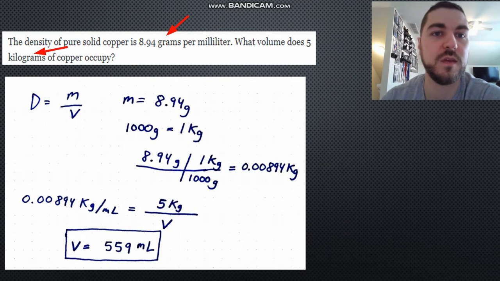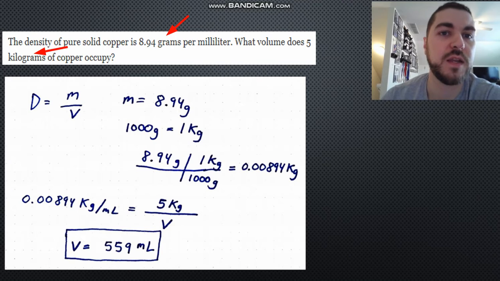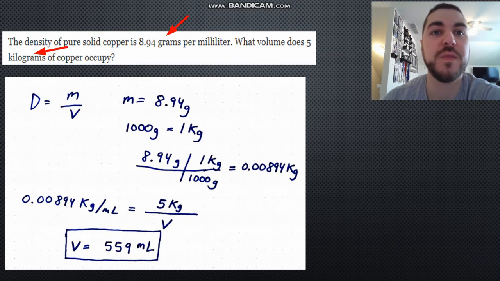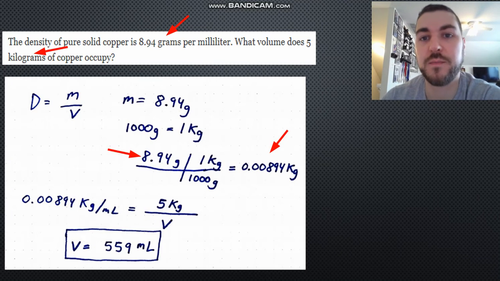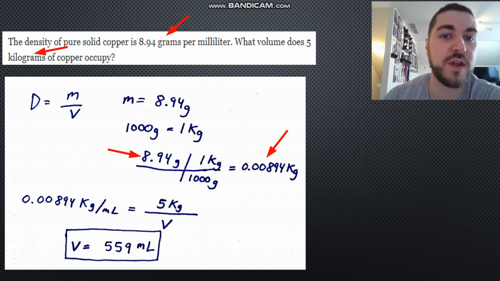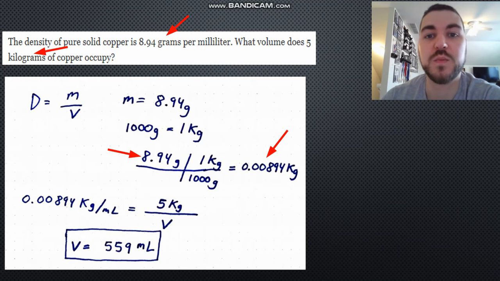Okay, so the first thing you would need to do, and you'll notice on all these problems I always write the formula first: D equals m divided by V. Now my density value of 8.94, so that's 8.94 grams per 1 milliliter, needs to be switched to kilograms. So 1,000 grams is equal to 1 kilogram. I took 8.94 grams and divided it by 1,000, and that gives me 0.00894 kilograms.